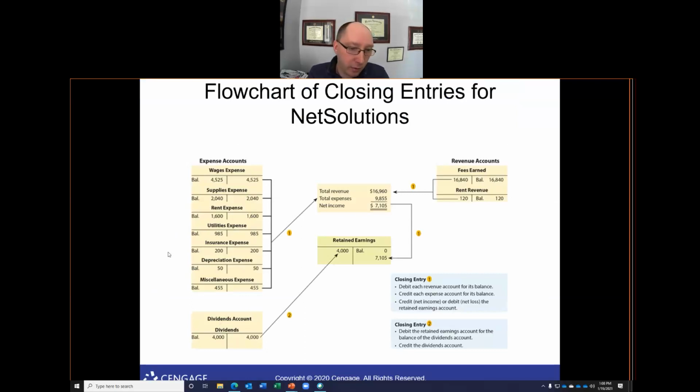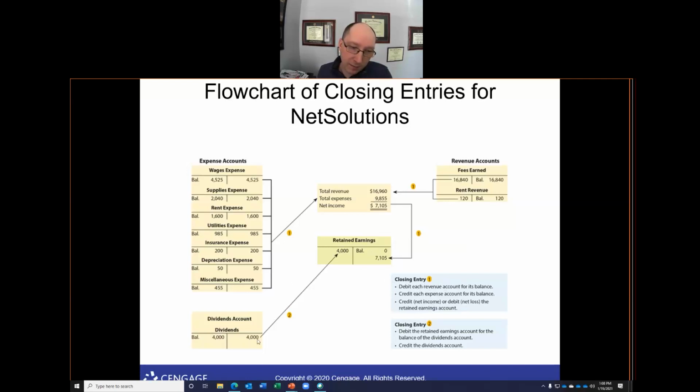Here's what the flow chart looks like. I'm not that big into charts, but sometimes they're nice graphical representations. So we have two numbers, 1 and 2. Okay, 1, we do that first. Those are the closing entries.